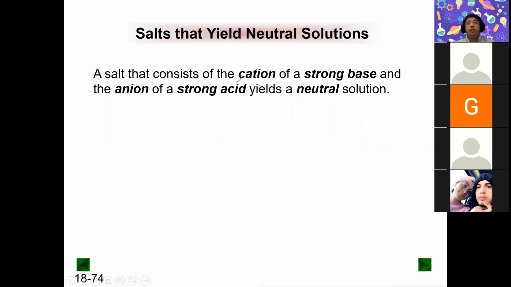So I want you to pay attention. It says cation of a strong base, anion of a strong acid. So what I mean by that, if I take a look at NaOH and then I look at HCl, these are both strong acids, strong bases. Okay. This is my strong base. This is my strong acid.